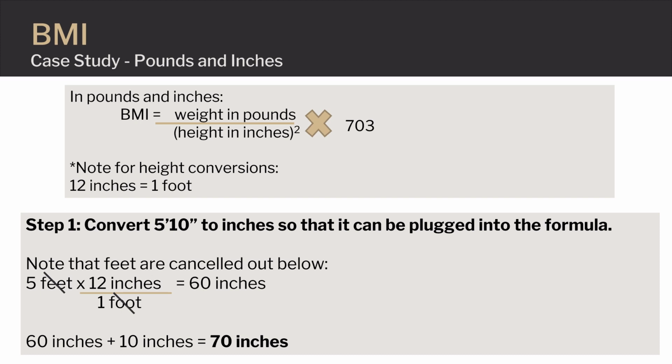Then you will add the remaining 10 inches from John's height to the 60 inches obtained from the math to get the total height in inches. The final answer for height should be 70 inches.